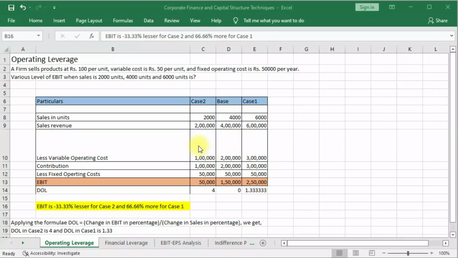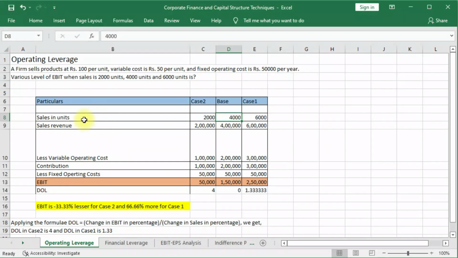This is an example for illustrating operating leverage. Here we have a firm that sells products at rupees 100 per unit. Variable cost is rupees 50 per unit, and fixed operating cost is rupees 50,000 per year. Now we want to find out the various levels of EBIT when sales is 2,000 units, 4,000 units and 6,000 units. Note that there is a difference of 2,000 between the sales volumes. So we take a base quantity of sales as 4,000 units so that we have a set of values for 2,000 lesser as well as 2,000 more.